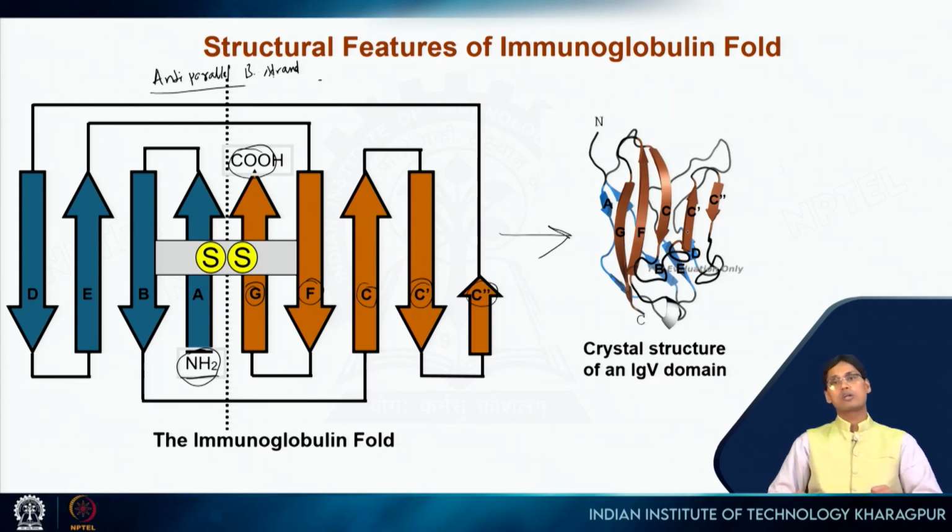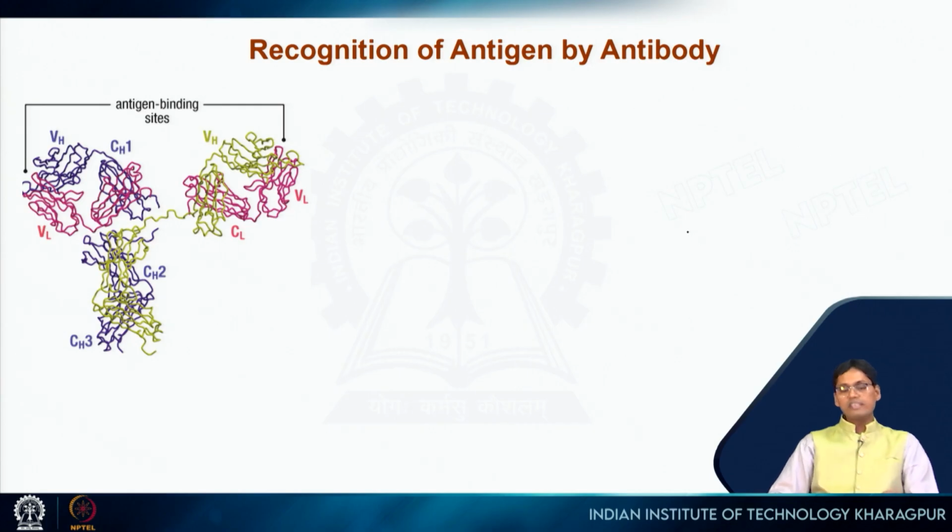So this is the common structural motif of the immunoglobulin fold, and this is very important to understand so that I can discuss the later part of this discussion. So now, let's see the mechanism of antigen recognition by antibody.